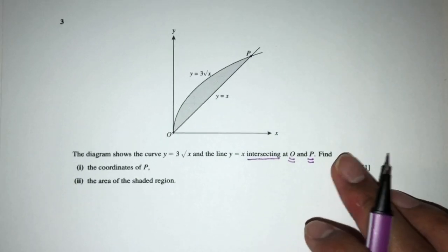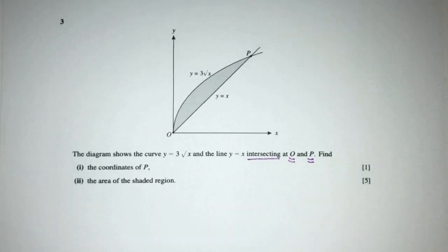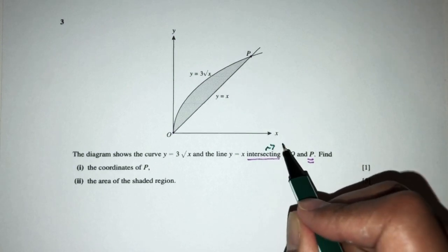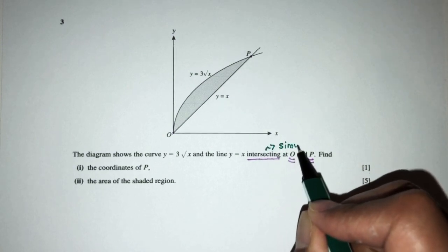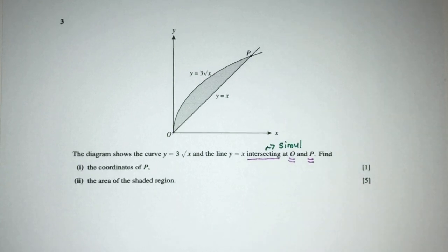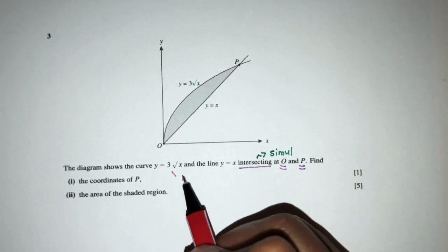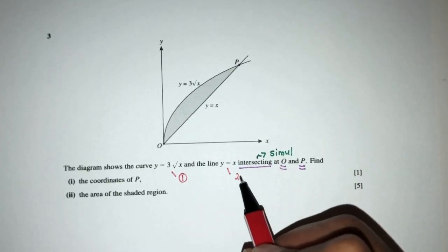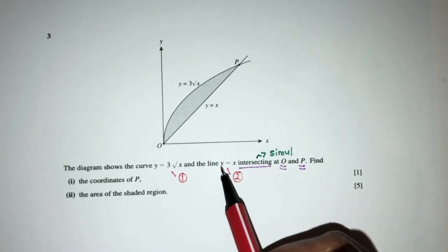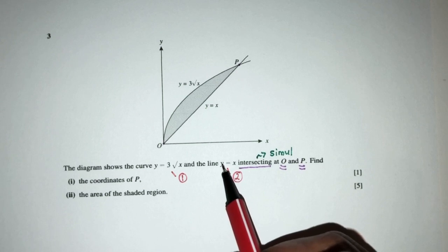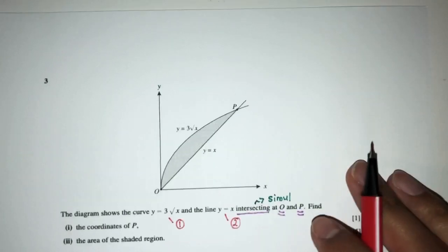Now for part 1, we have to find the point P. So pretty easy. Again, when you have intersecting lines, it will always lead to a simultaneous equation. That's the main idea behind these kinds of questions. So the first equation is this one. The second is this one. Pretty easy. So here we have y is equal to x. So let's replace y by x in this equation. So let me write this down.